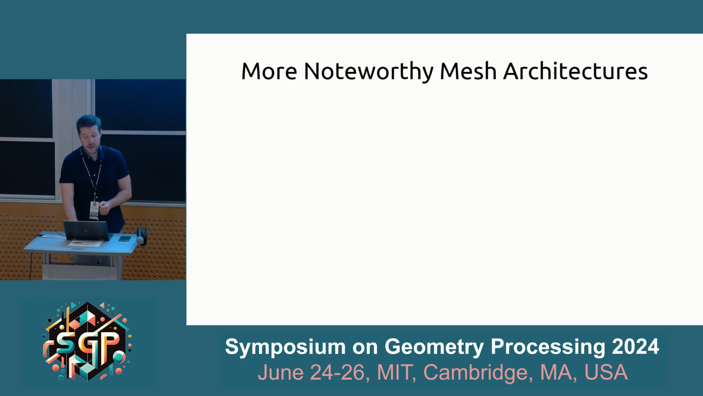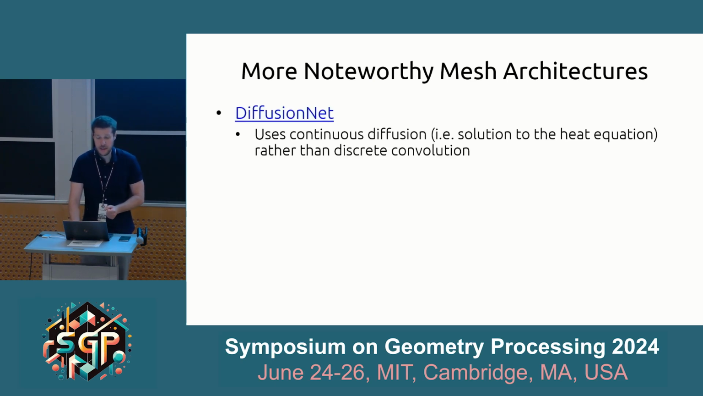Some other noteworthy mesh architectures that I think are worth looking at fairly recently. So DiffusionNet, this is an interesting one. Instead of defining discrete convolution kernels on the surface, it actually uses a continuous diffusion. And I don't mean diffusion in the sense of diffusion generative models. I mean in the sense of the solution to the heat equation. Basically continuous diffusion to propagate features across the surface.